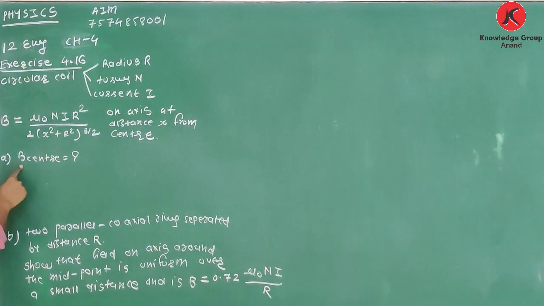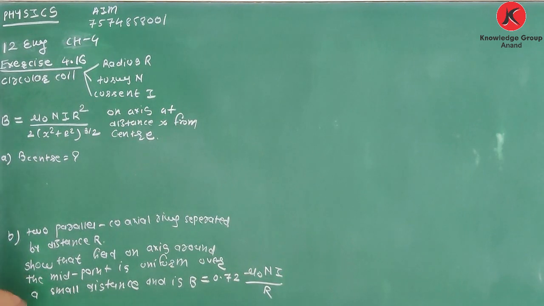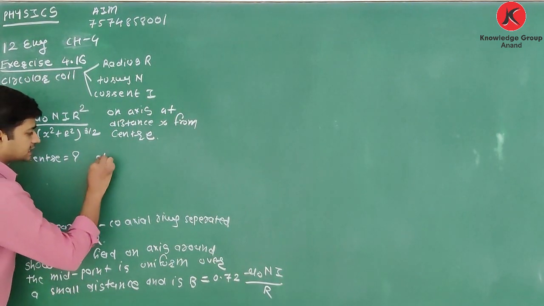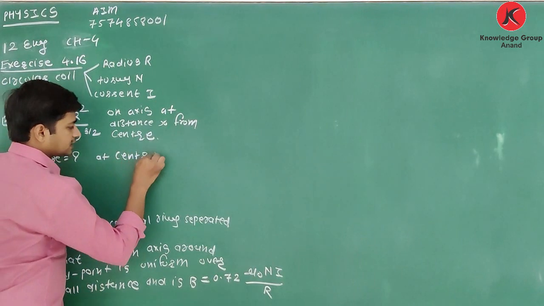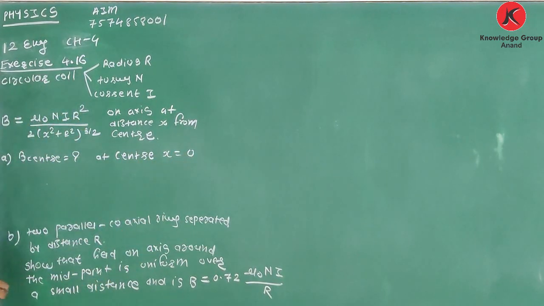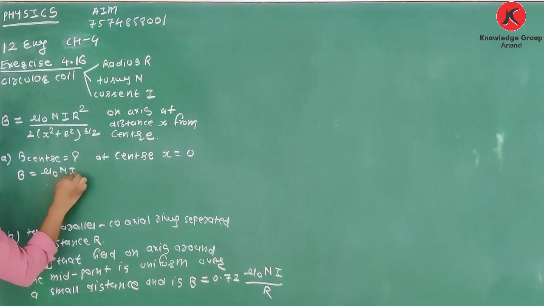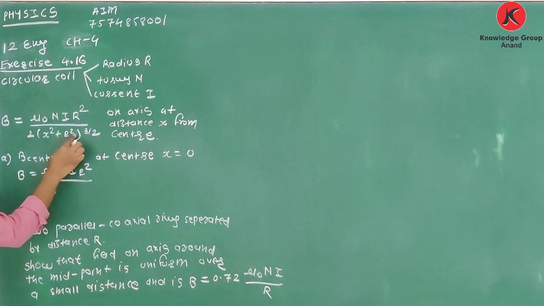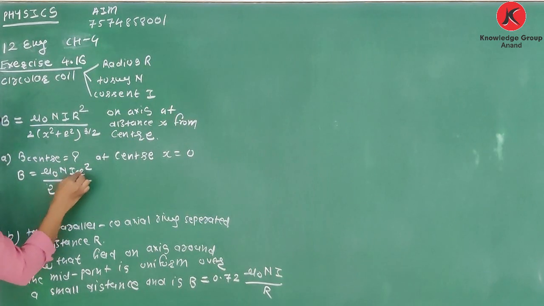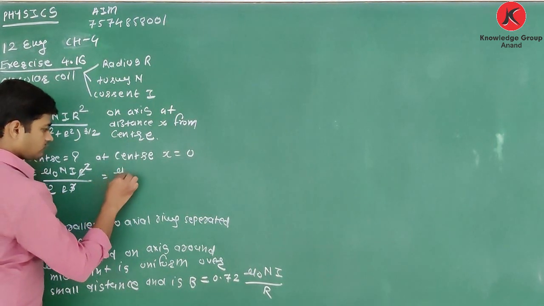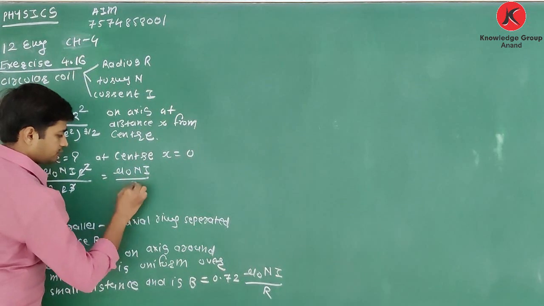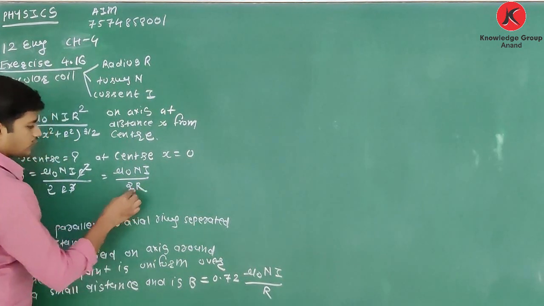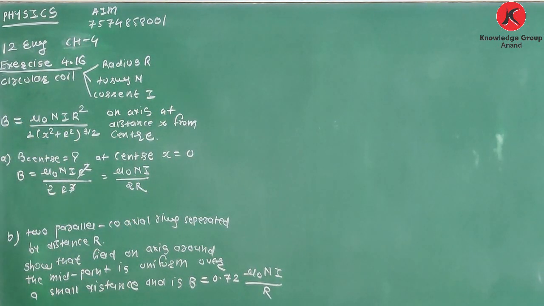Okay, what is question A? What is the magnetic field at the center? Yes, we have already discussed it. At the center, x = 0. So if you put x = 0 in this equation, what do you get? B = μ0 N I r² / 2 (r²)^(3/2), which means r³. So it is μ0 N I / 2r. Simple.